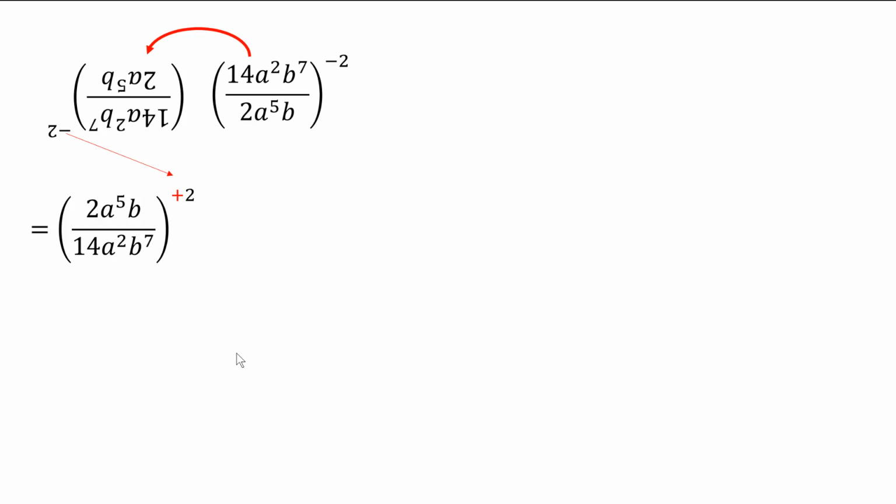Now I'm going to distribute the exponent. So I'm going to distribute that 2 to everything in the numerator: 2 squared, a to the 5th squared, b squared. And I'm going to also distribute it to all the things in the denominator: 14 squared, a squared squared, b to the 7th squared. So everything gets squared. Okay, so now you just go through and use your rules for exponents.